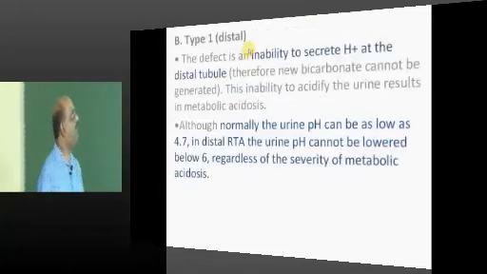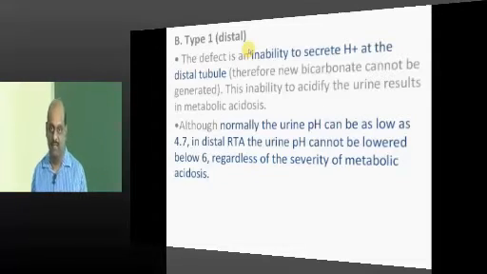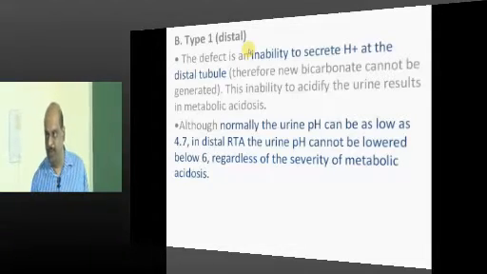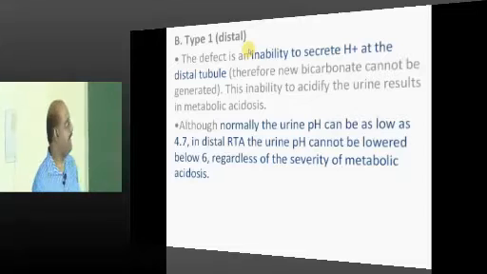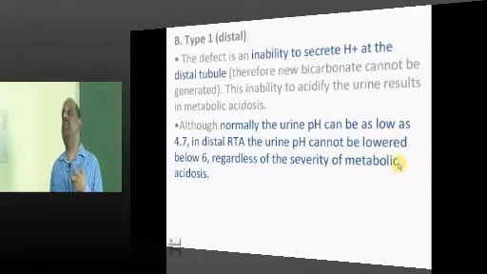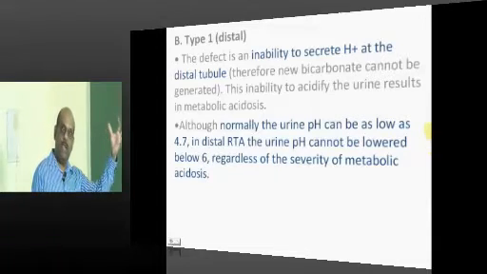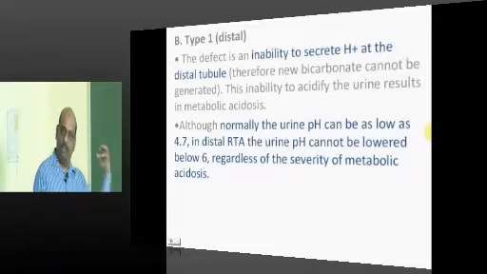Okay, now type 1. Type 1 is not proximal, it is distal. Distal convoluted tubule, collecting duct. There is a problem. What is the problem? Inability to secrete H plus into the tubular fluid. Hence H plus ion remains in the body without being secreted.